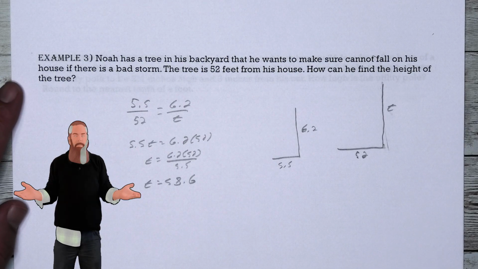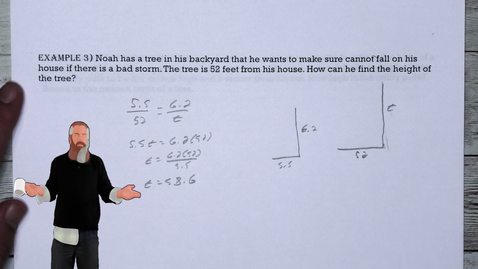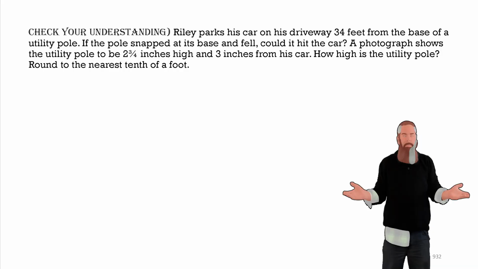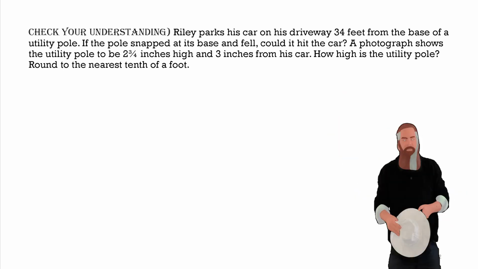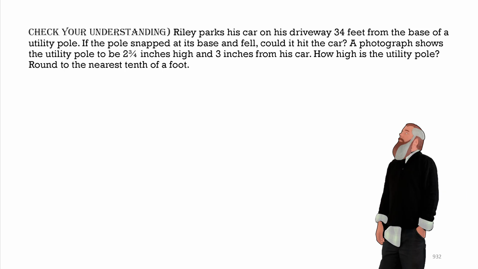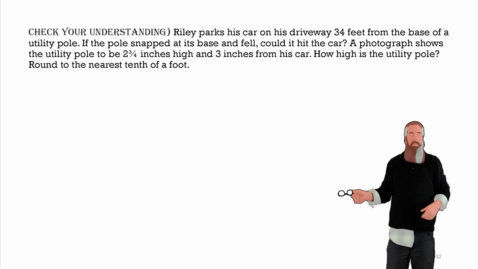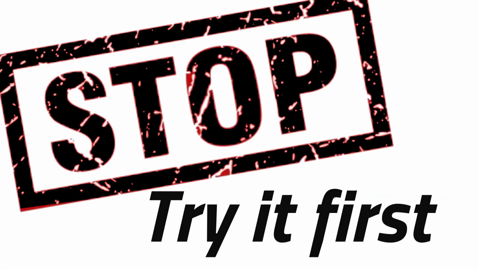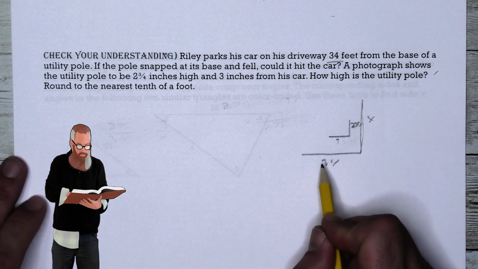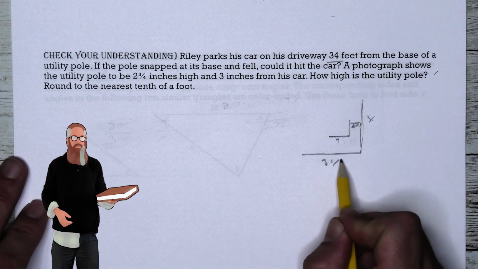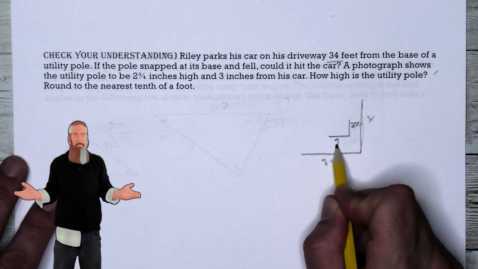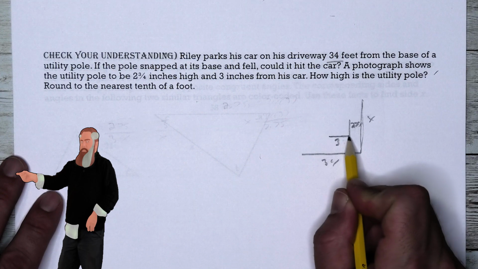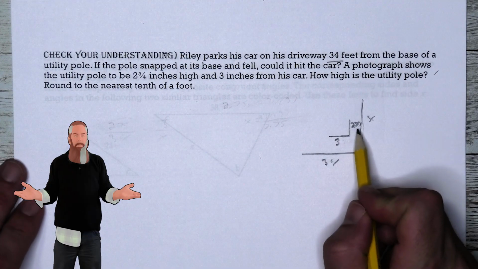Since the distance from the tree to the house is 52 feet, if the tree falls, it could hit the house. Let's check our understanding. Riley parked his car on the driveway 34 feet from the base of a utility pole. If the pole snapped at the base and fell, could it hit the car? We know that the car is 34 feet away from the pole, and the pole is X high. Now, the picture shows that it's 3 inches away and 2.75 inches high.